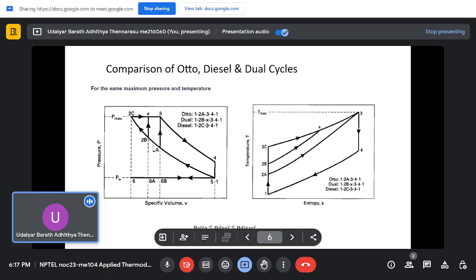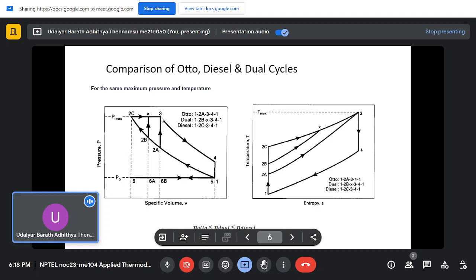In case of the dual cycle, the volume compressed will be slightly less because there is a constant volume heat addition which has to be done. When you do constant volume heat addition, there is an increase in pressure. So 1 to 2b, after 2b there is a constant pressure heat addition. Pressure increases in that case and reaches P max. From there we do a constant pressure heat addition, and then it expands.